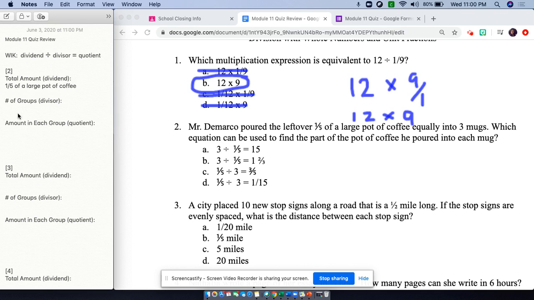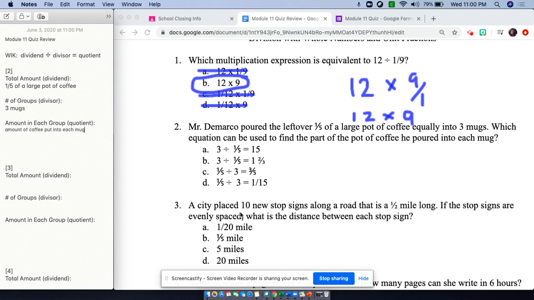And remember what I said about the divisor. It is the amount of groups. So it's the amount of things that I could put things into. I can put the coffee equally into the 3 mugs. So that means the 3 mugs is my number of groups. And what we're looking for is the amount of coffee poured into each mug. So that is my quotient. That's what I'm looking for. Amount of coffee put into each mug.